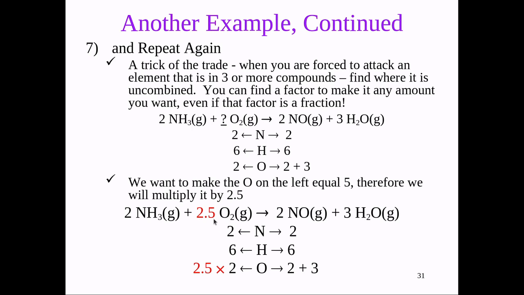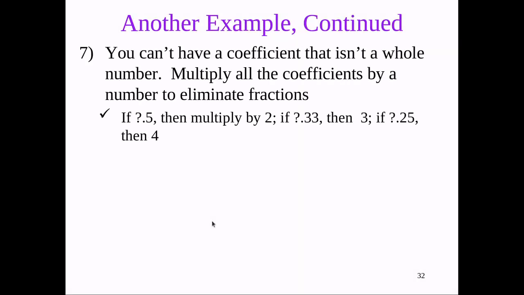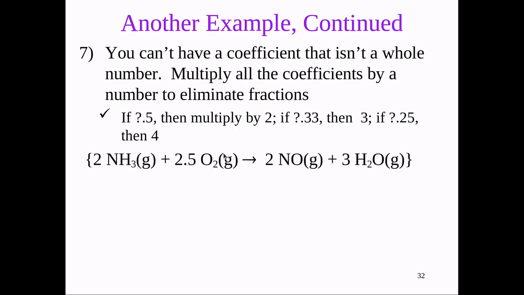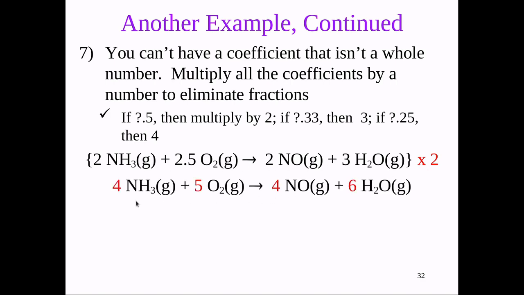But I can't just leave that fraction there. Just like when we were working before to do the empirical formula, we don't want to leave that fraction there. But we can multiply all of the coefficients by a number that's going to allow us to clear that value out. So in this case, we have 2.5, and that's a half, right? So just like before, we're going to want to multiply by 2. So if we multiply all of the coefficients by 2, we get our final answer.